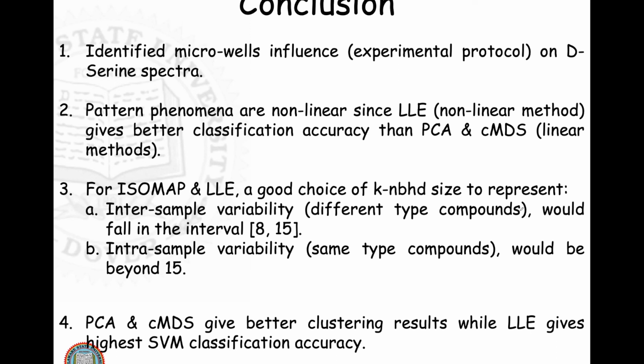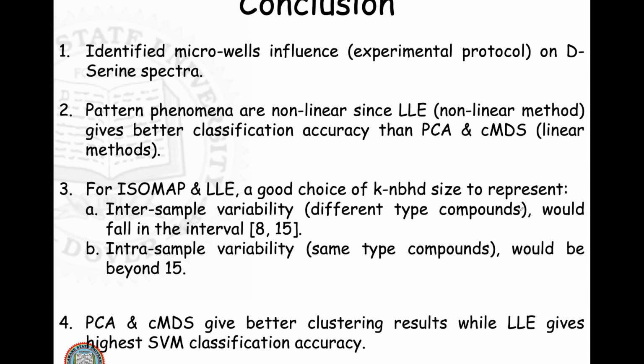Now, we also found that pattern phenomena in LIBS are highly nonlinear since LLE with a really big neighborhood gave better classification accuracy than all of the other methods. And what does that mean? It means that the global smoothness is really important when it pertains to these LIBS spectra. And so for ISOMAP, we found in LLE that a good choice of neighborhood size was better in giving you the ability to tease apart certain things.